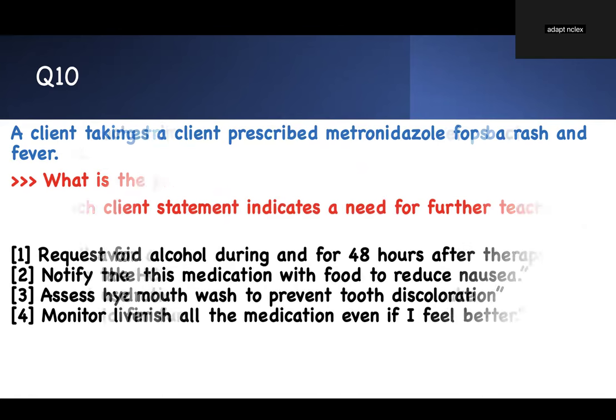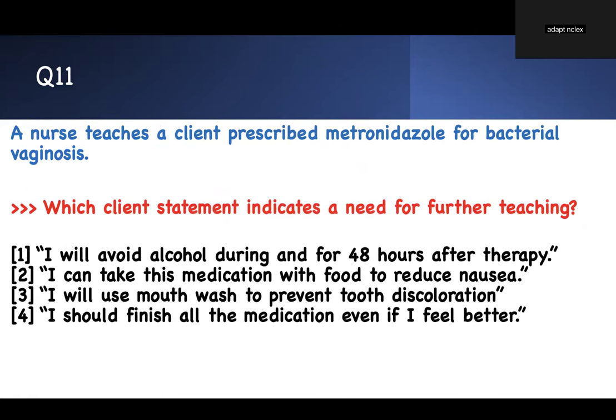This is Stevens-Johnson syndrome. Which client statement indicates the need for further teaching? The nurse teaches a client prescribed metronidazole for bacterial vaginosis. You have an infection, we give them metronidazole. What teaching was provided? They never told us, but which one needs further teaching? I will avoid alcohol during and for 24 hours after therapy. Okay, I can take this medication with food to reduce nausea. Okay, I will use mouthwash to prevent tooth discoloration. Okay, I should finish all the medication even if I feel better.